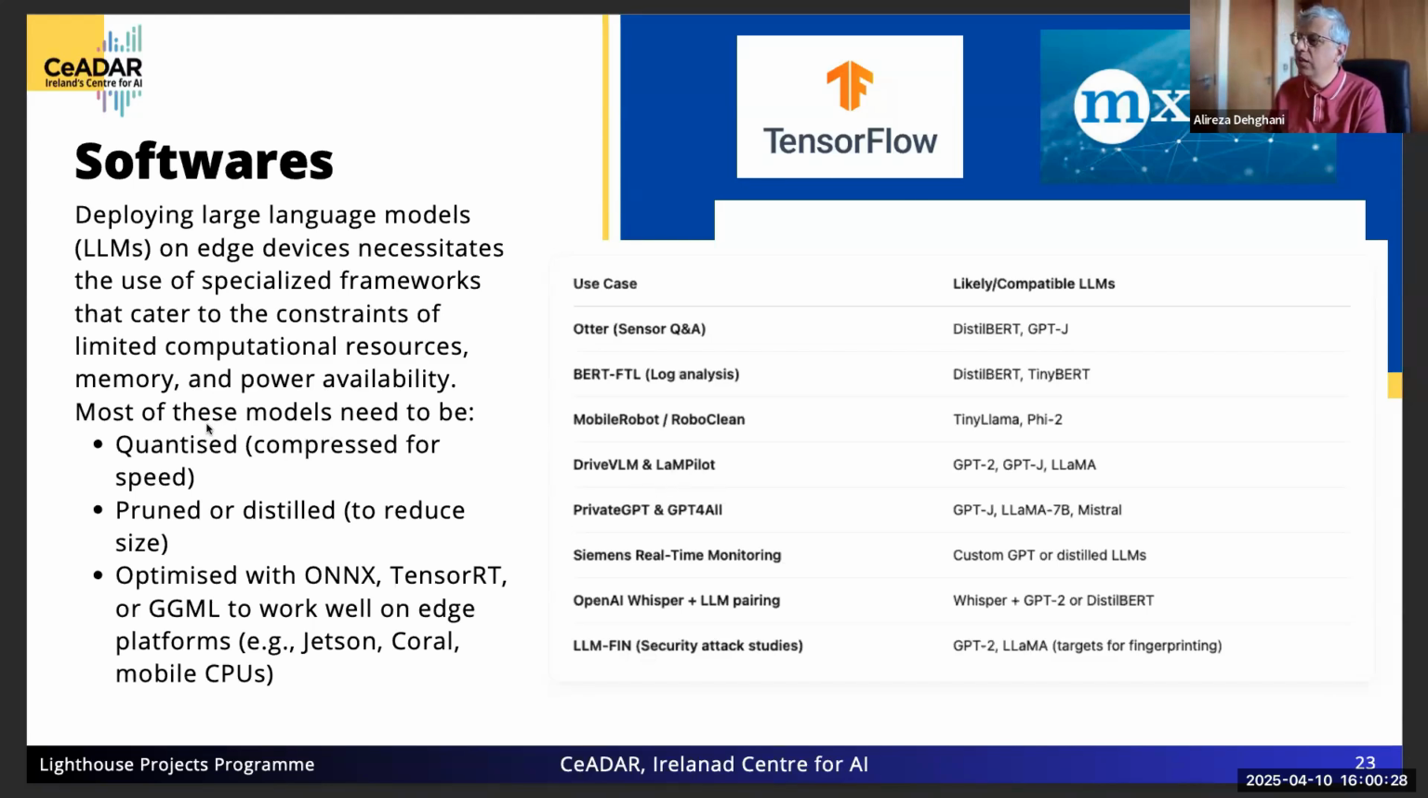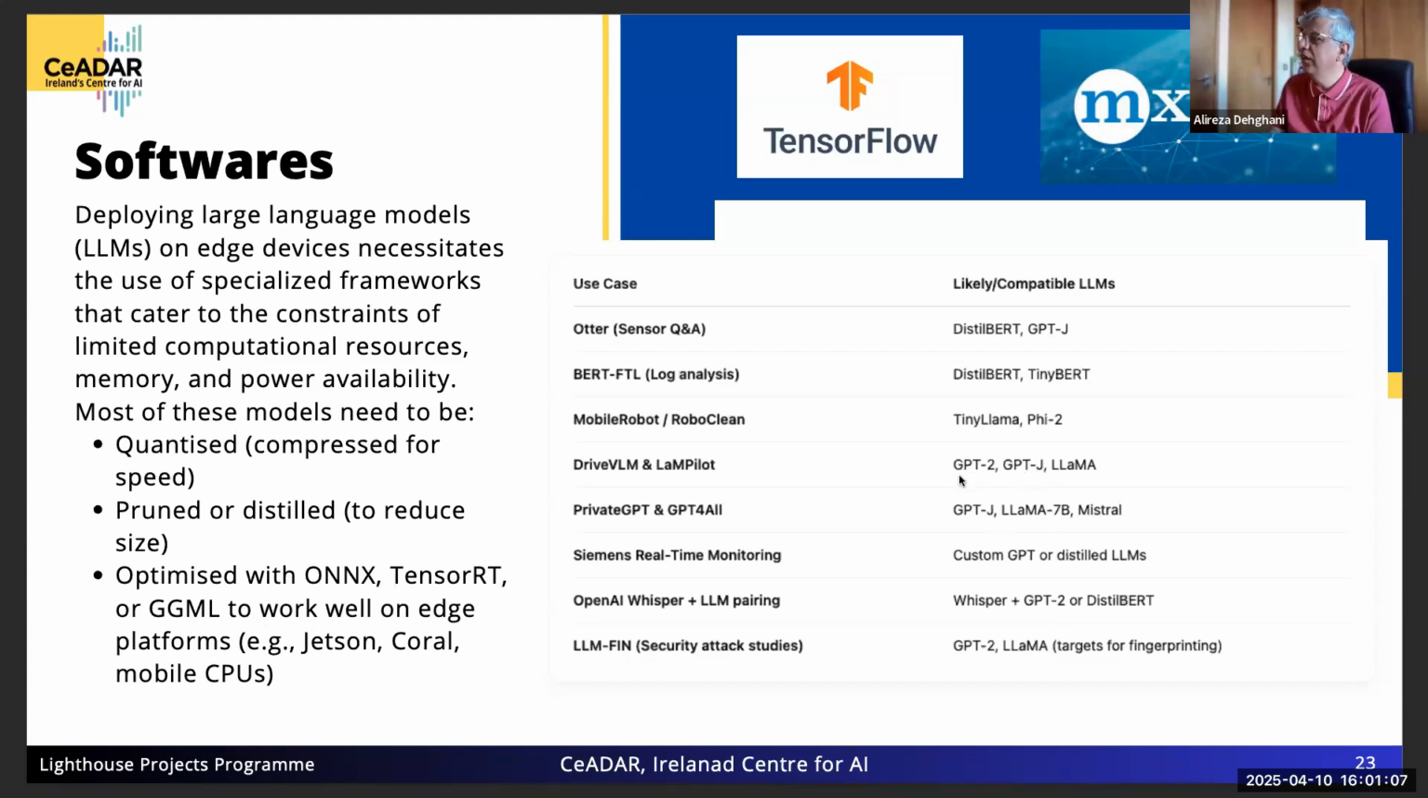You need to consider that the models are normally quantized. They need to be compressed, made smaller in size, to be accommodated on edge devices. They could be pruned or distilled, and you can also optimize the model using different tools, some of which I have brought on this slide. In the table on the right side of the slide, you can see the different use cases and scenarios we talked about and the edge LLM libraries that have been used there.